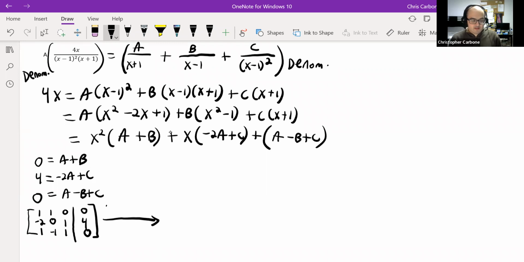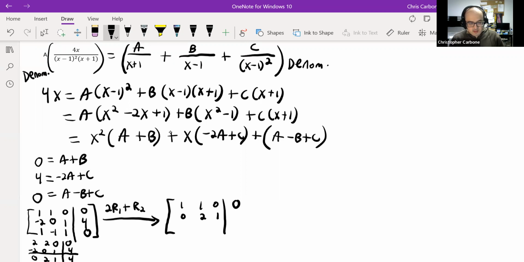We could take 2 times the first row and add it to the second row. So that first row stays the same, 1, 1, 0, augmented with 0. When we multiply this top row by 2 and add it down, we get 2, 2, 0, 0. The second row is negative 2, 0, 1, and 4. Adding that down, we get 0, 2, 1, 4.